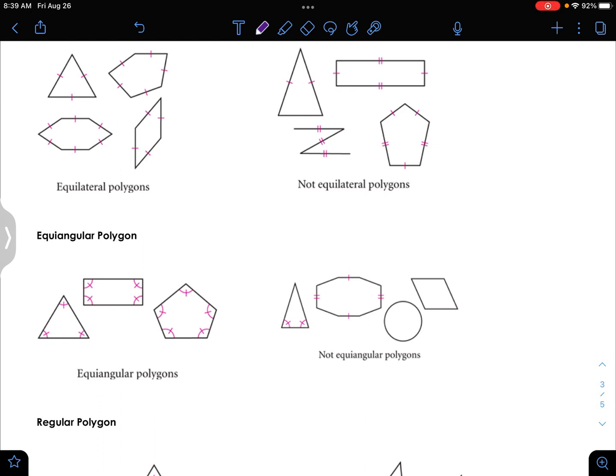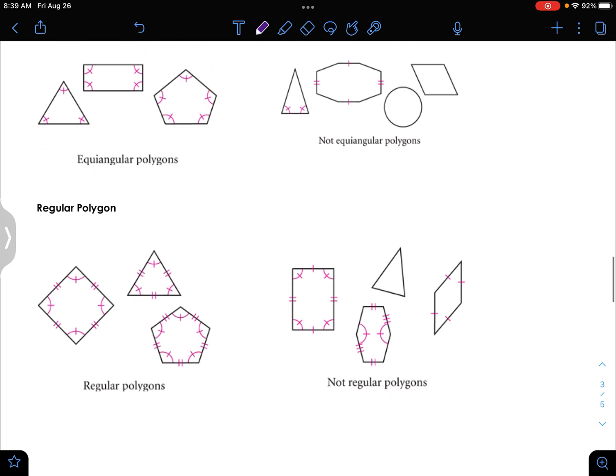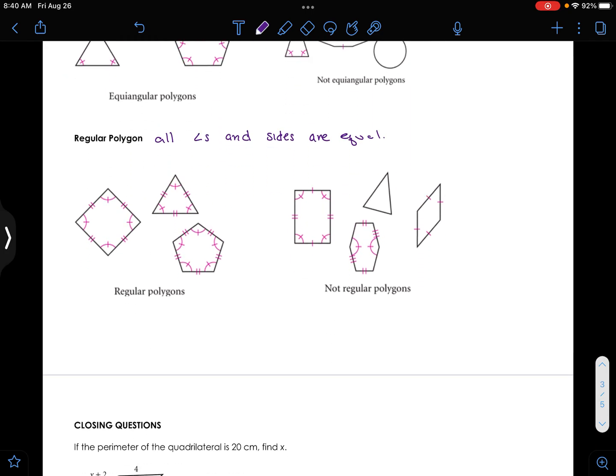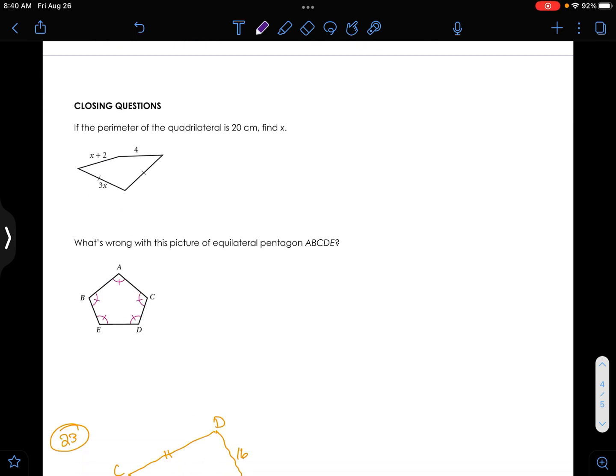Equiangular polygons, you can probably take a hint from the previous one. Equiangular means that all angles are equal. And finally, regular polygons are going to be polygons where all angles and sides are equal. And so those are just 3 special types of polygons. We're going to take a look at a couple problems here.